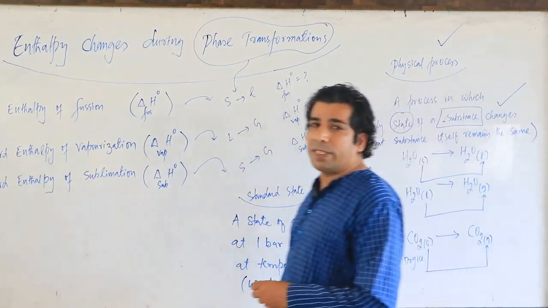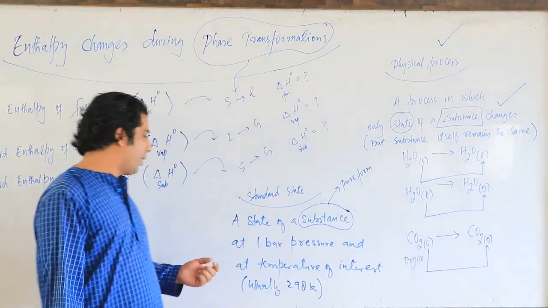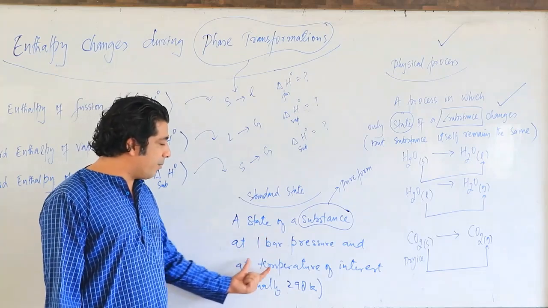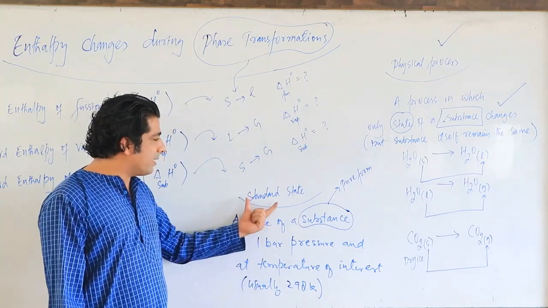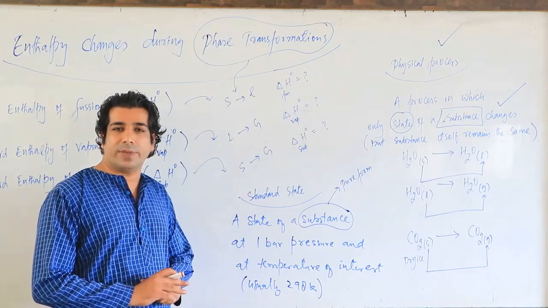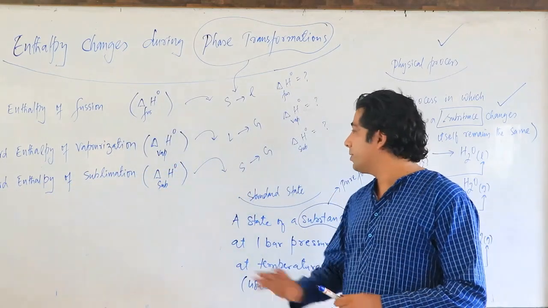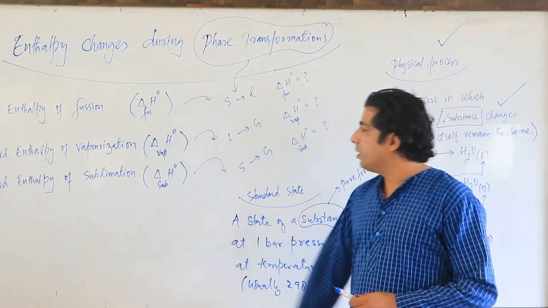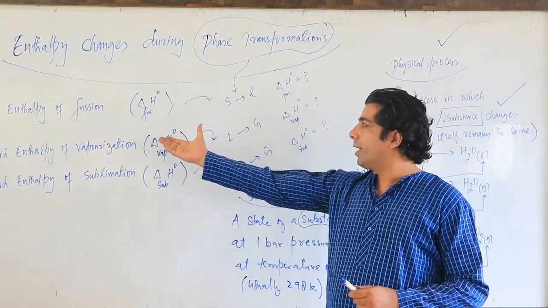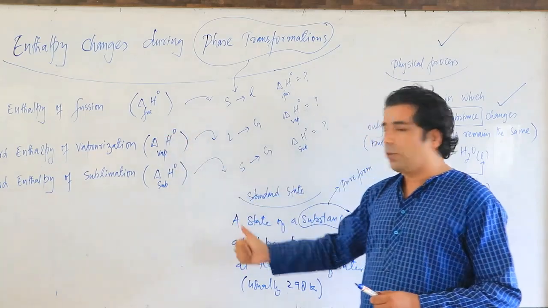So a state of a substance at 1 bar pressure and the temperature of interest is the standard state of that substance, my dear friends. Okay, now I hope you have understood these terms here. I will go further to discuss them one by one. Okay, please make note of this.